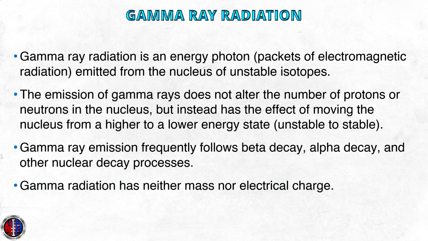Gamma ray radiation. Gamma ray radiation is an energy photon emitted from the nucleus of unstable isotopes. The emission of gamma rays does not alter the number of protons or neutrons in the nucleus, but instead has the effect of moving the nucleus from a higher to lower energy state, from unstable to stable. Gamma ray emission frequently follows beta decay, alpha decay, and other nuclear decay processes. Gamma radiation has neither mass nor electrical charge.